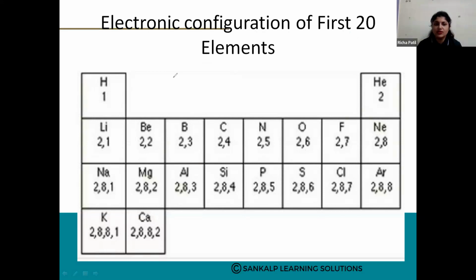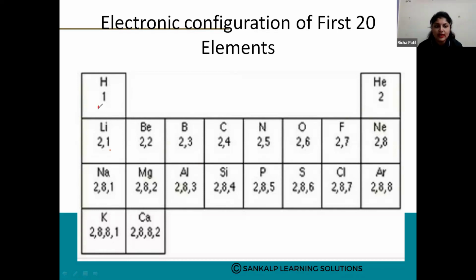So the number of electrons: in hydrogen, the number of electrons is what? 1, right? In helium, it is 2, right? The number of electrons is 2. Then lithium, it is what? 3. The number of electrons is 3, right?